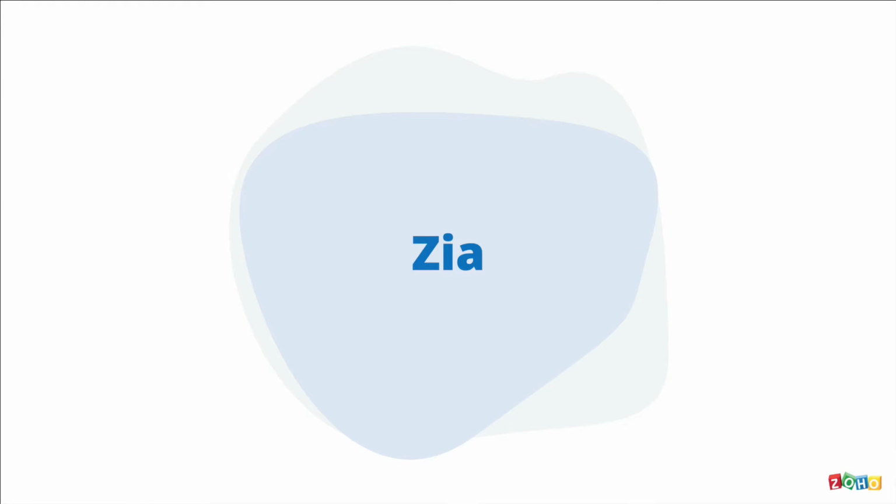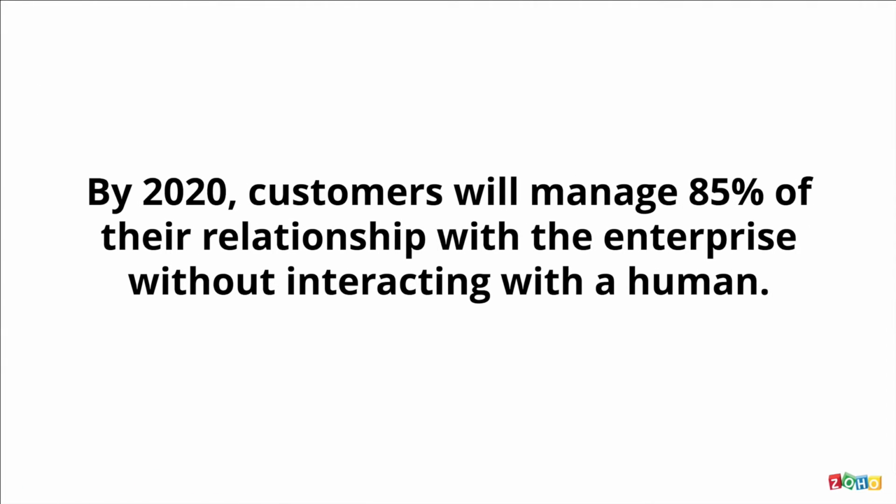Before we dig into the feature, here's a little stat on the direction customer service is headed in. According to a study by Gartner, by 2020, customers will manage 85% of their relationship with the enterprise without interacting with a human. So that's a lot of chatbots, AI powered tools, and automated self service technologies that are going to be used by businesses across the globe. So, how is Zia going to help you stay ahead of the curve?